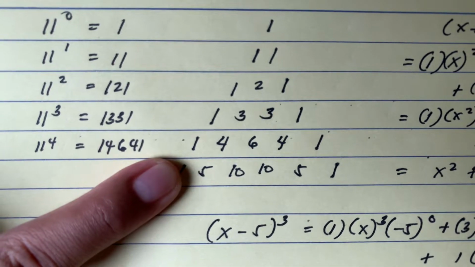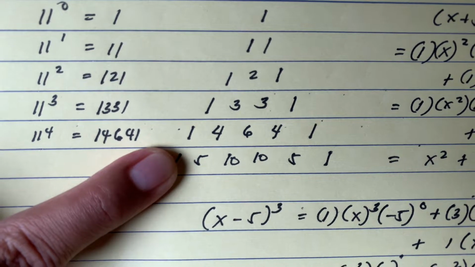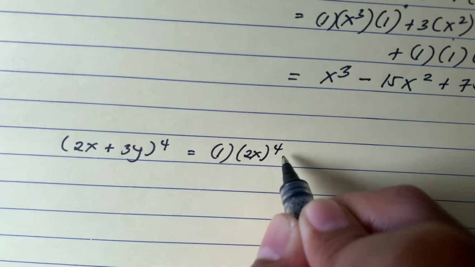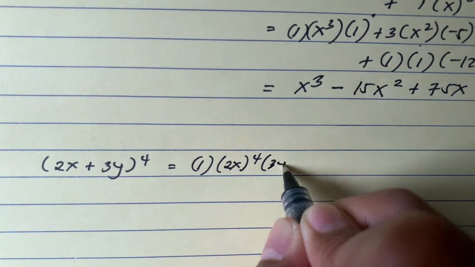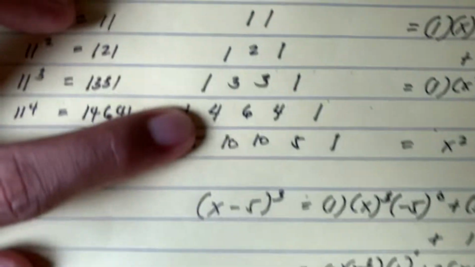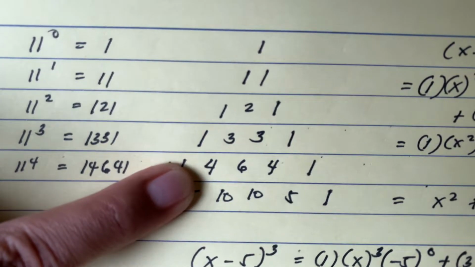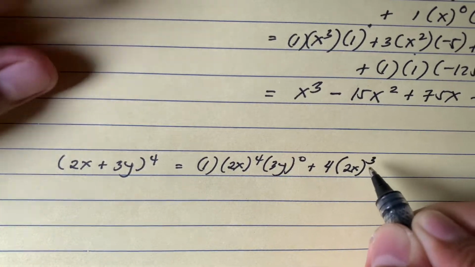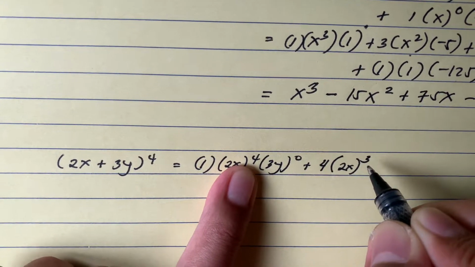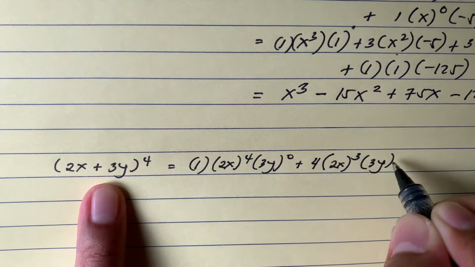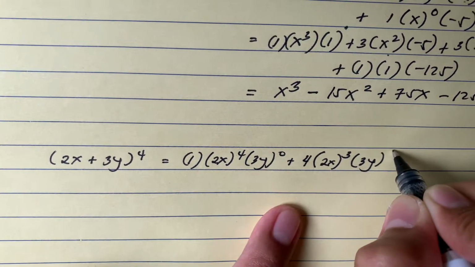Then we are going to use our first term. We have 2x raised to the power of 4. Then we have 3y raised to the power of 0. Plus, we have our coefficient, the second coefficient. So we have 4 times 2x raised to the power of 3, because your 4 here will be deducted by 1. Then our second term, we have 3y raised to the power of, what do you think? This is raised to 0. That will be raised to the power of 1.